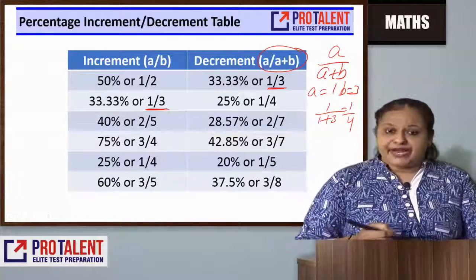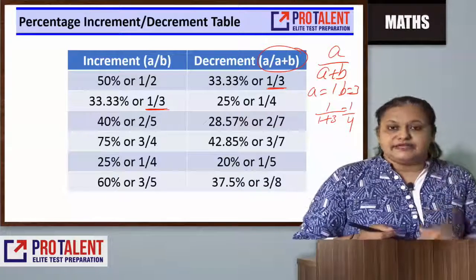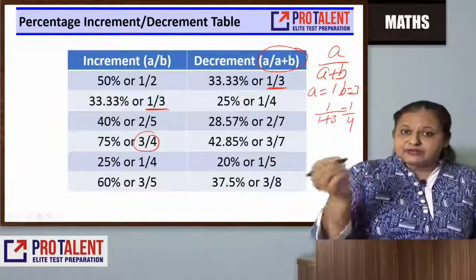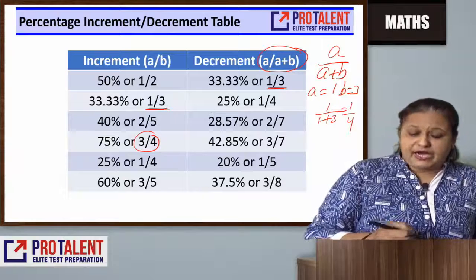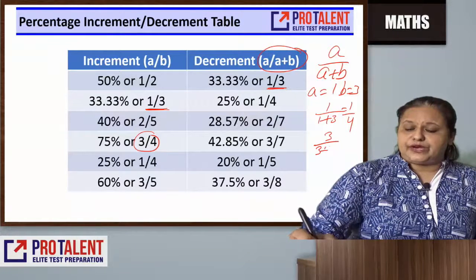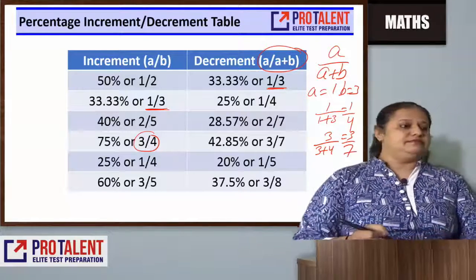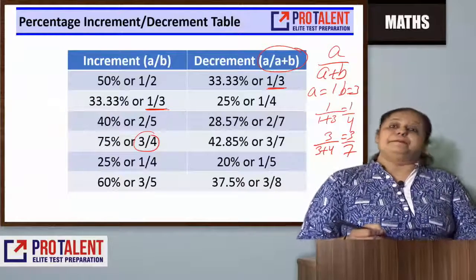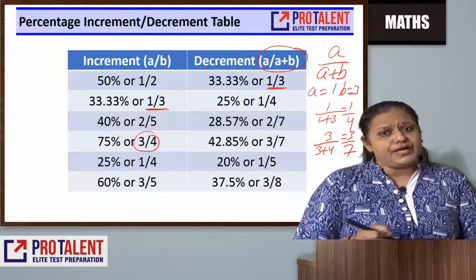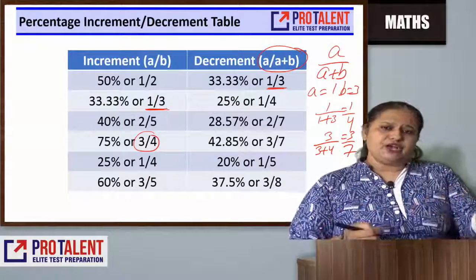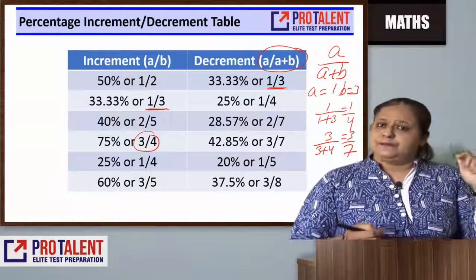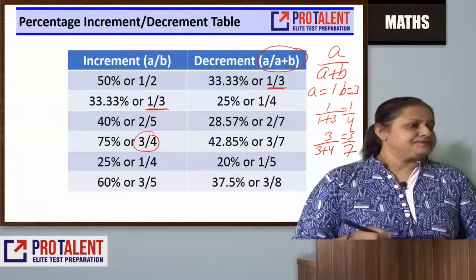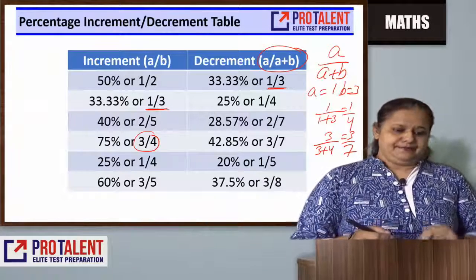Got it? Fine. Say the salary is increasing by 3 by 4. Then the other person's salary is going to decrease by 3 upon 3 plus 4, so that is 3 by 7. Got it? So this is the third table which you should have. You can find more such values, but have your own such table so that you can relate the two quantities very quickly. So far so good. Any problem? No, right? Okay, let's move ahead.